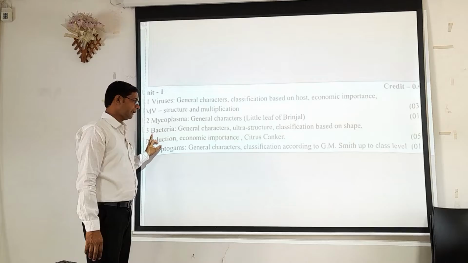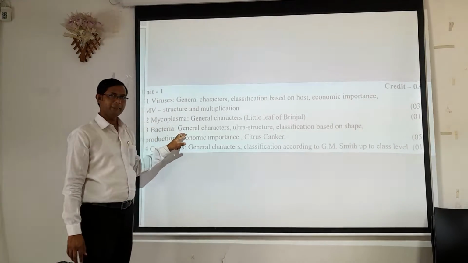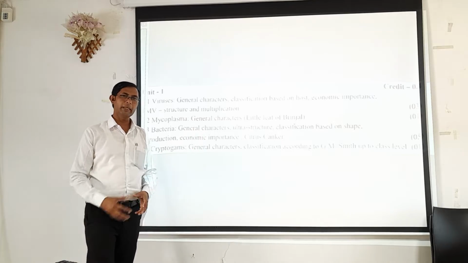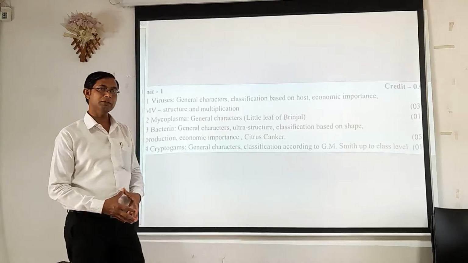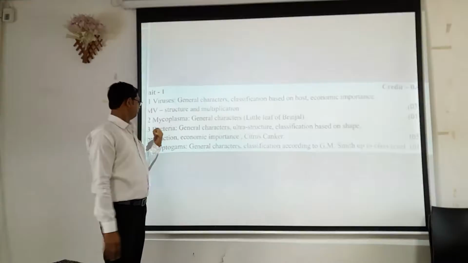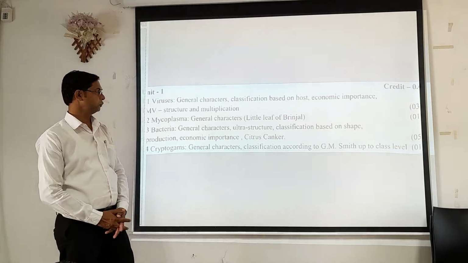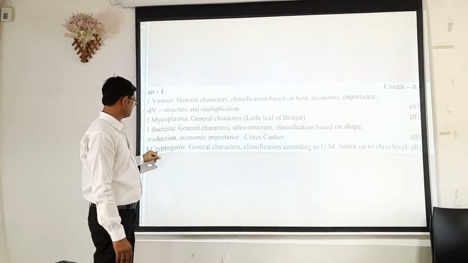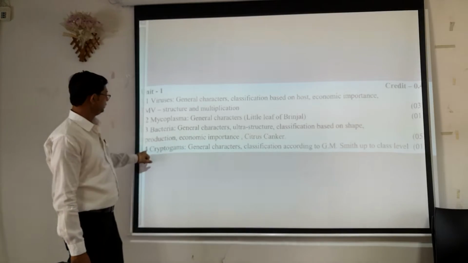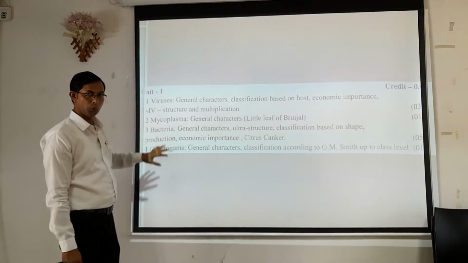Then bacteria is also included in unit number 1. In bacteria we have gone through the general characters, classification, ultrastructure, and the economic importance of bacteria, along with citrus canker as an example. So we have seen this part in the last few lectures. Now the fourth point included in unit number 1 is the cryptogams.